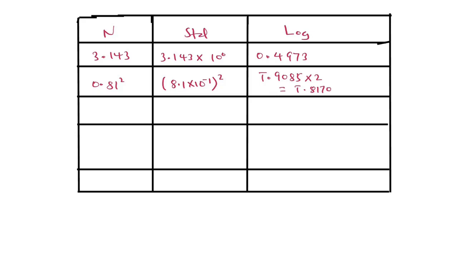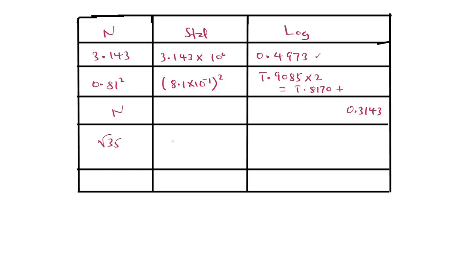Okay, so now to get the value for our numerator, we are going to apply the addition rule of logarithm. Then we are going to add these two values. Then after summing the values, the answer is going to be 0.3143.